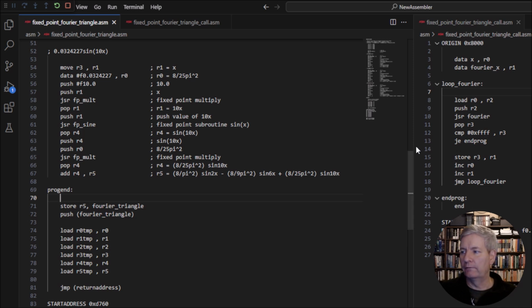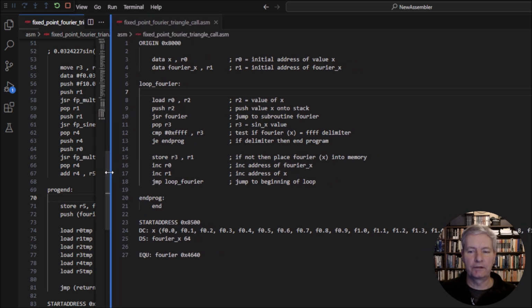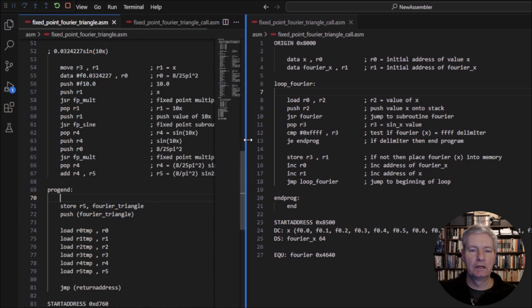So let's see the calling function. In this we're going to pass in 64 values. Each of them are going to be separated by 0.1 radians. So we have the value here x, and it's a fixed point 0.0, 0.1, 0.2, 0.3 and so on and so forth. So these are the values which are passed into the subroutine called Fourier. Now whenever it's worked out that Fourier value, it passes the answer back out into this Fourier underscore x. So let's load it into the machine and let's see it running.